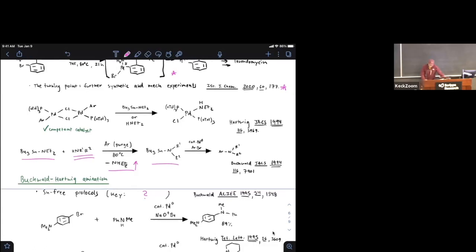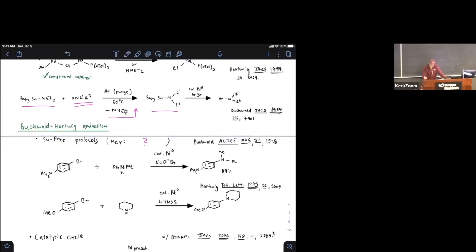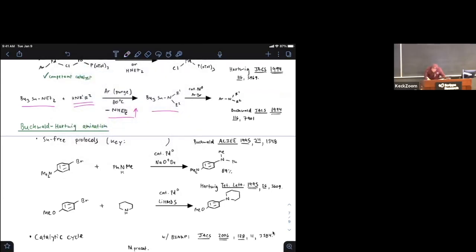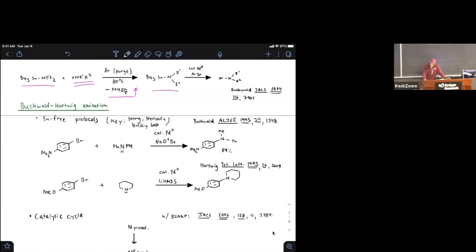But of course, nobody, well, maybe I shouldn't say nobody, few people these days use this tin amide protocol. So what was the key advance that came in the next year? The discovery that tin could be avoided altogether through the use of strong, sterically bulky bases. Again, papers in quick succession from Buchwald and Hartwig.